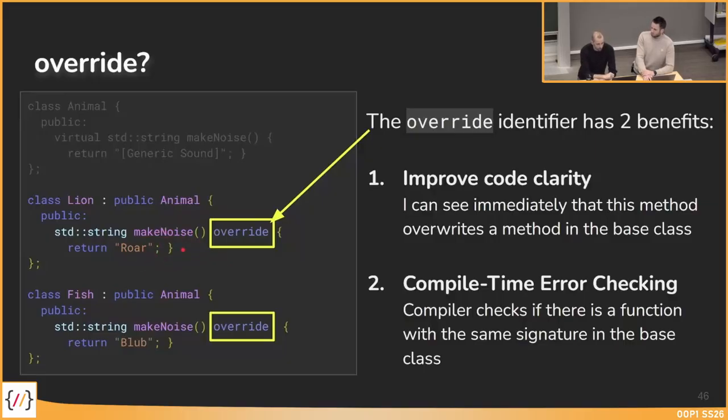And it also checks at the compile time if there is really the same method in the base class, and if not, maybe I have a typo or whatever, then the compiler says, are you sure? Because you are overriding a function which does not exist in the base class. So this is good practice to do, but it's not needed to write this override, it's just for clarity for the programmers.